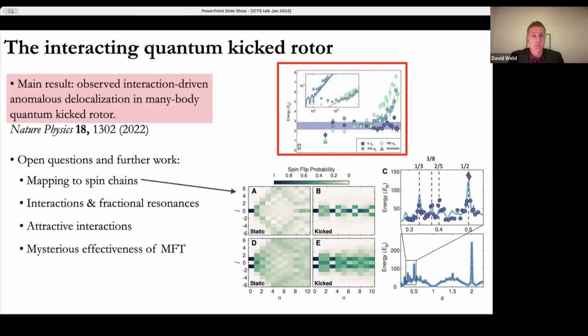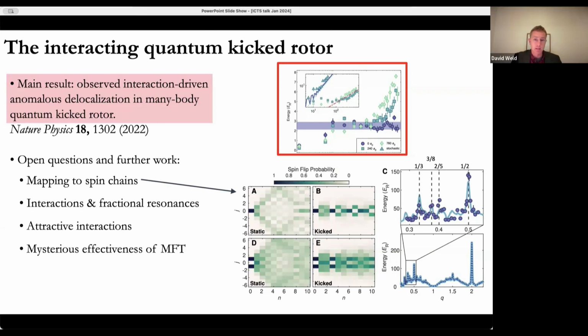Okay, I think I should probably wrap up and try to take a few questions. But the main result of this second part of the talk is that we are able to tune interactions in an ensemble of quantum kicked rotors and see that those interactions drove delocalization, but non-classical delocalization away from what looks like a prethermal plateau.